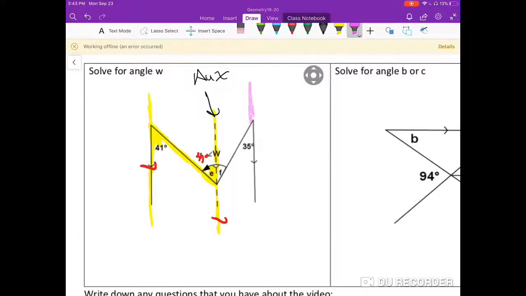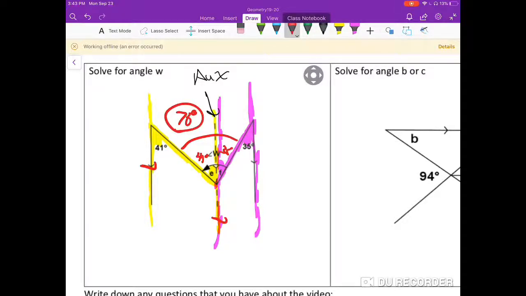And if I highlight in pink, I'm going to use this right side of the drawing, or the top half of the drawing, depending on which way you turn it, and this transversal to tell me that 35 and F are alternate interior angles, which makes this 35. And if I add them together, I'm going to get the whole angle, or angle W, which is going to be 76 degrees, right? And that would be my final answer here. So this question would probably be impossible without that auxiliary line down the middle, splitting W into E and F. So this is where we have to be able to draw them in. Sometimes it's not going to be so obvious on what to do.